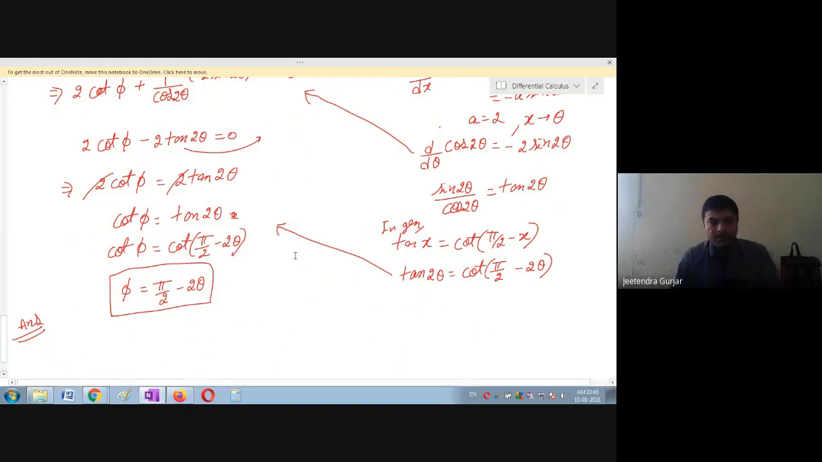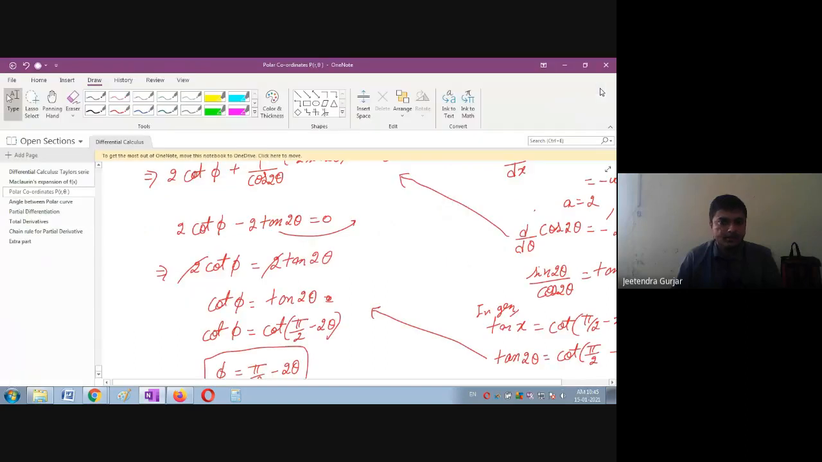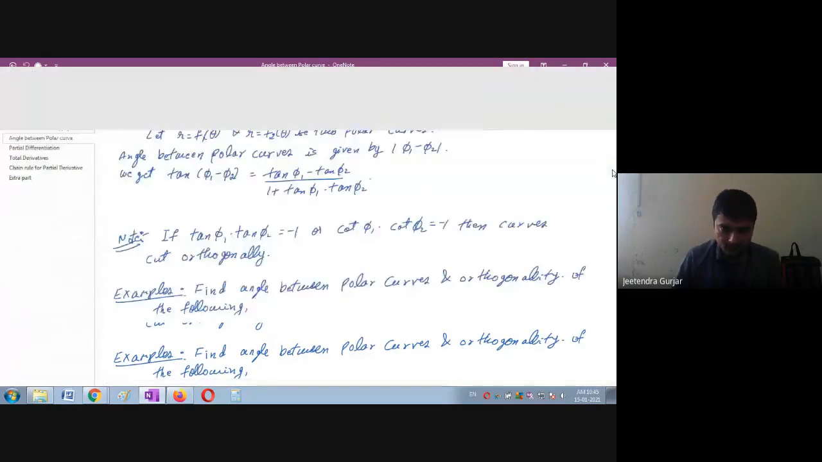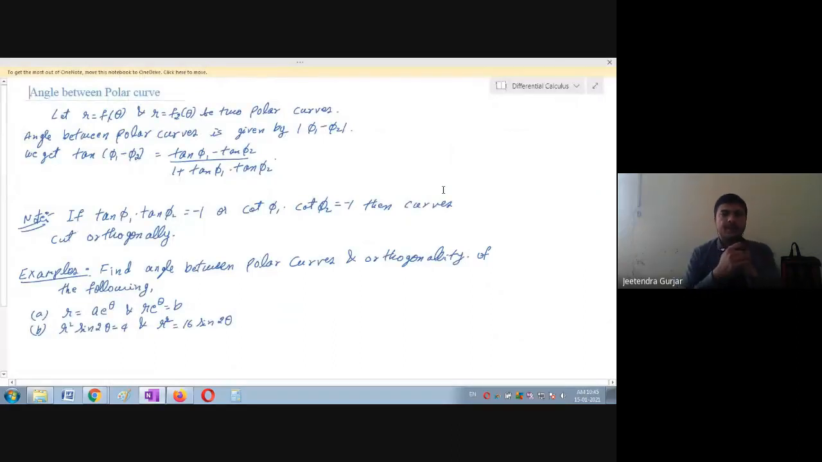Yes, students, we'll move to the next now. Later I will send you the homework examples you can solve on Sunday. Okay. So next we have, this is also very simple. One can see we are going to find the angle between polar curves. So how can one simplify this, the angle between polar curves?